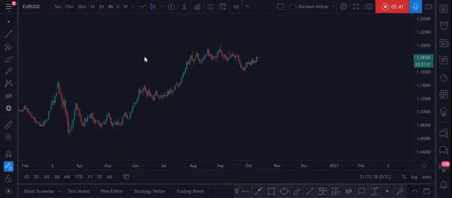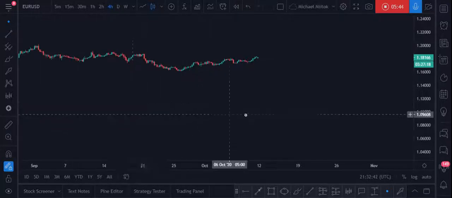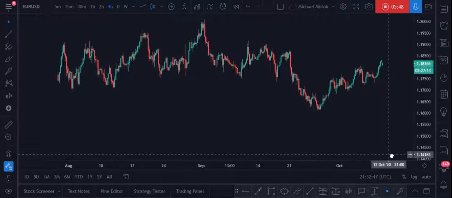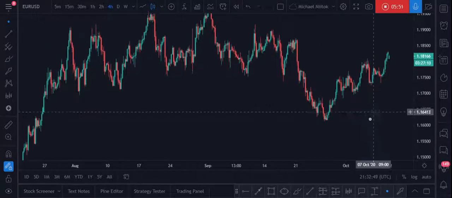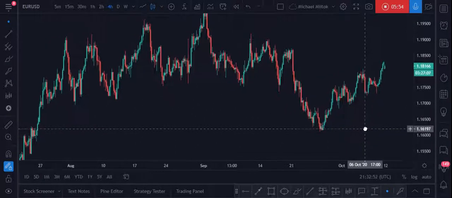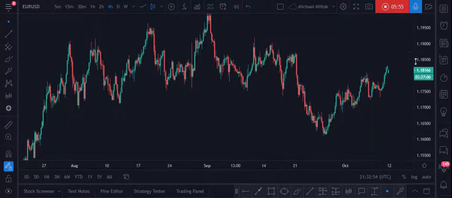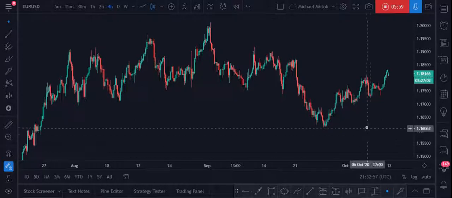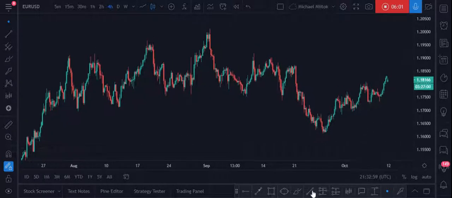So let's go to the 4 hour to see what we are currently looking at. So on the 4 hour, what do we see? We actually see price is pushing up impulsively right now as the market is opened. Currently this is 9:32, the market is opened.